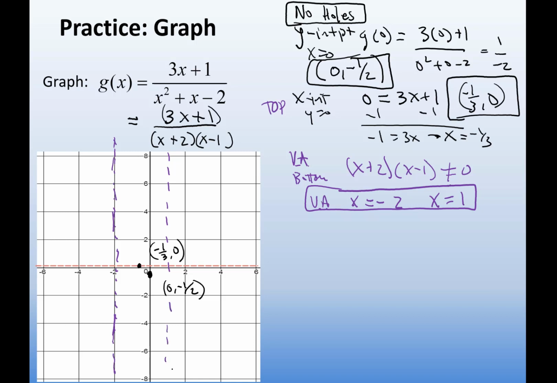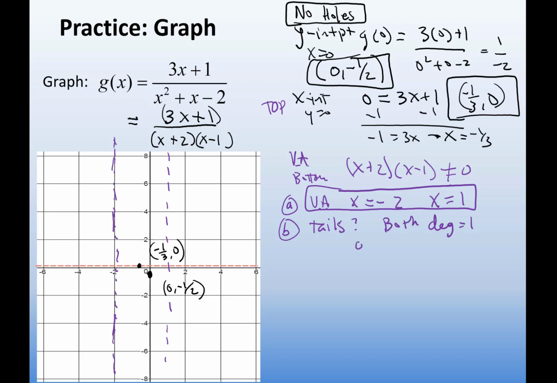Different vertical asymptotes. Next, that was the first part of vertical asymptotes. The second part is about the tails. Now I have two asymptotes to look at, so I've got two sets of tails. But notice x plus 2 is degree 1, and so is x minus 1. So they're both degree 1.